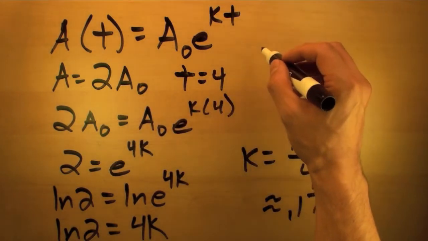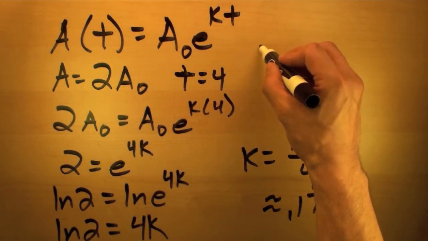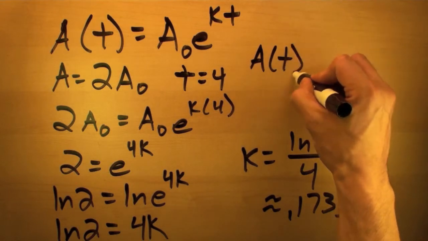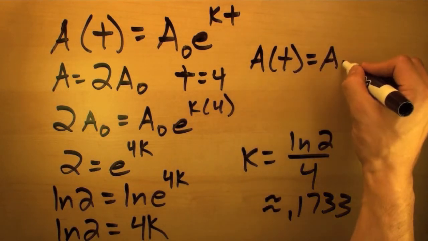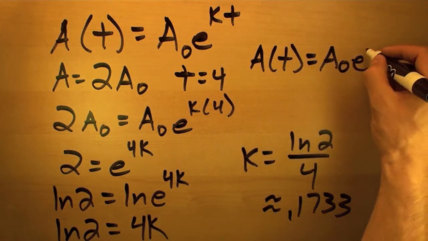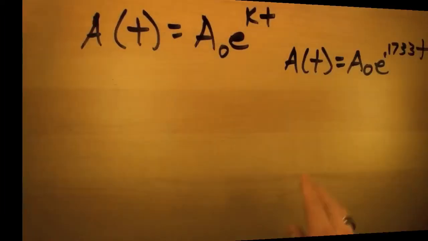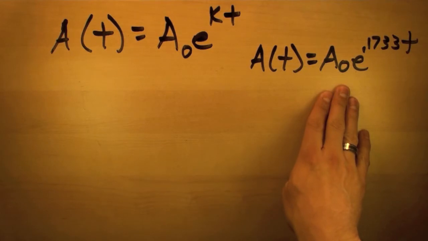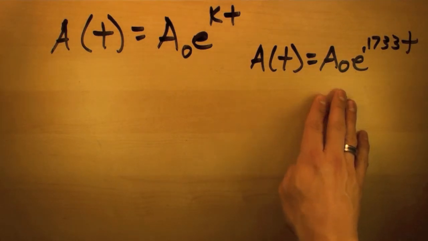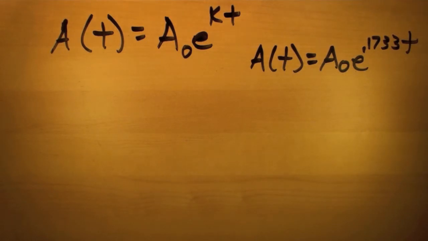So the model that represents this situation would be A of t is equal to A sub 0 e to the 0.1733t. Given this model, which was based on the information that after 4 hours our population doubles, we could ask the question: how long will it take for the population to triple?